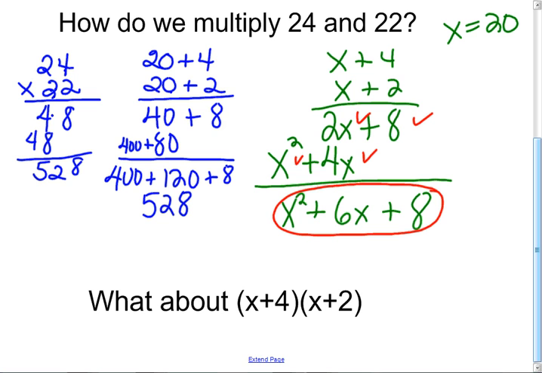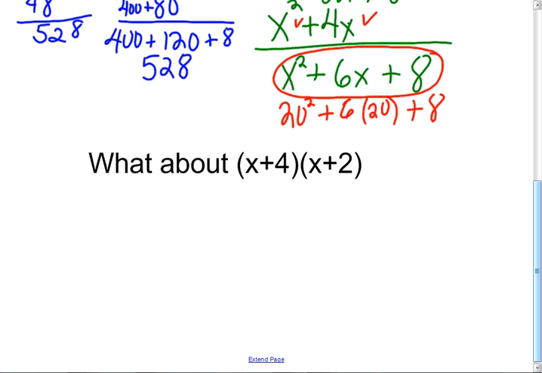Now, does it really work if I put in 20? If I put in 20 here, I get the same as I had over there, right? But if I put in 20 here, 20 squared, will I get the same answer? That's what's nice about math. What I like about math. What is 20 squared? It's 400. We just did that. What's 6 times 20? 120 plus 8. Guess what? The same thing. So all algebra is arithmetic with letters, not numbers.